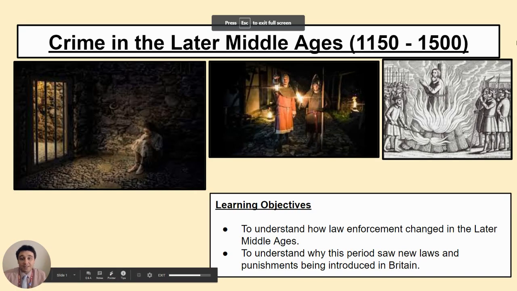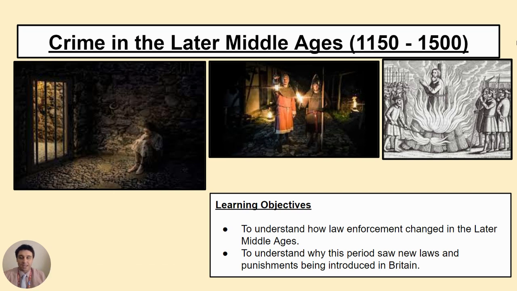Hello. So in today's lesson, we are looking at crime in a period known as the later Middle Ages, and that's roughly the time period of 1150 to 1500. Again, we've been investigating that first of our four time periods, the year 1000 to 1500, and this is the last investigation into this section. We've got two learning objectives: to understand how law enforcement changed in the later Middle Ages, and to understand why this period saw new laws and punishments being introduced in Britain.